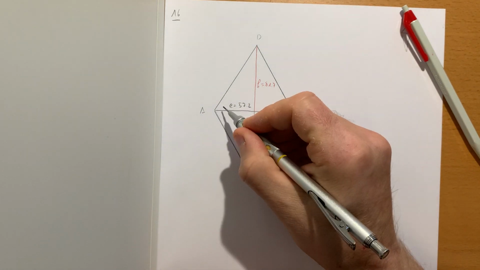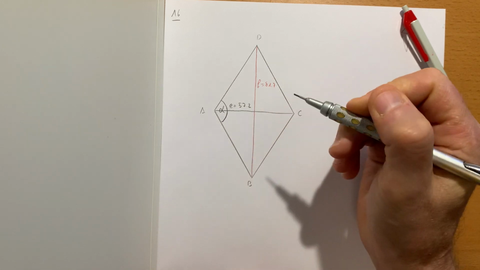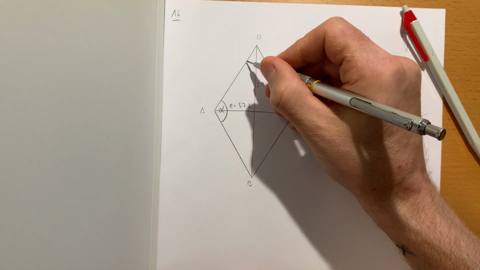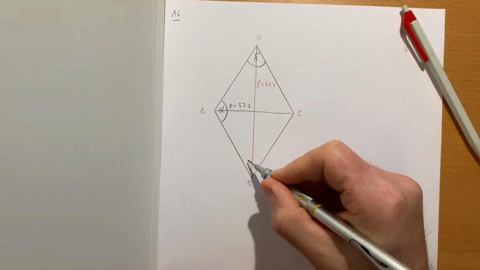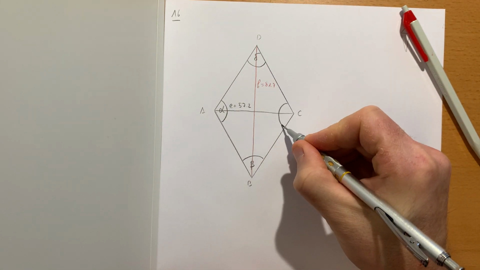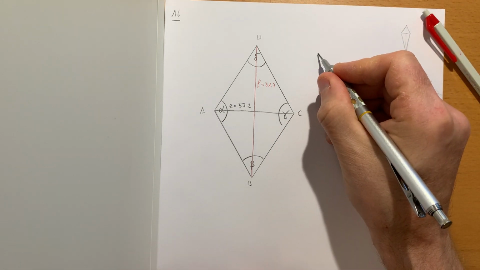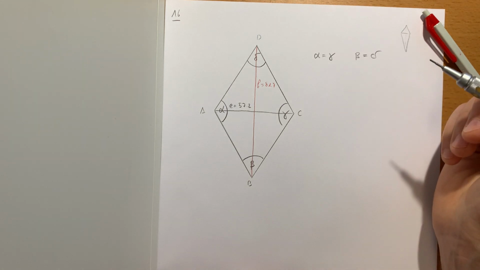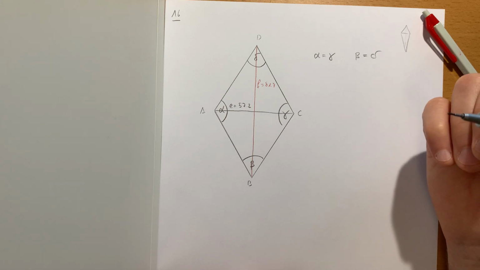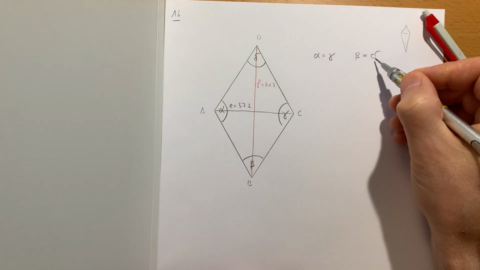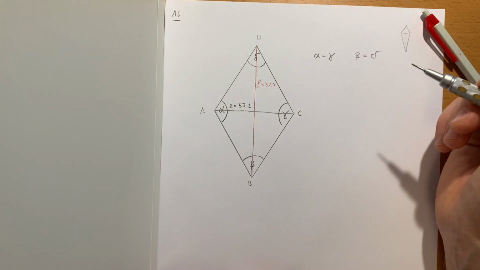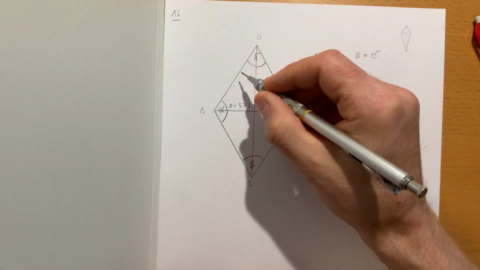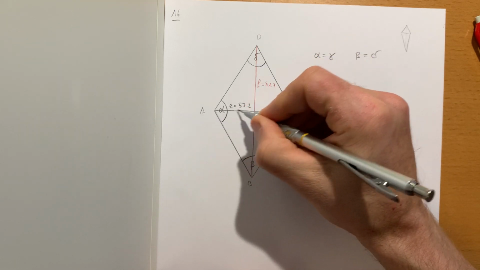So let's label this angle here alpha. Well, obviously this one is the same. And let's label this angle up here delta. So this would be beta, and this would be gamma. Well, obviously, alpha is equal to gamma, and beta is equal to delta. So if I work out delta, I know what beta is, and if I work out gamma, I know what alpha is. Okay, now look, it's very easy because I could work in this right-angled triangle.